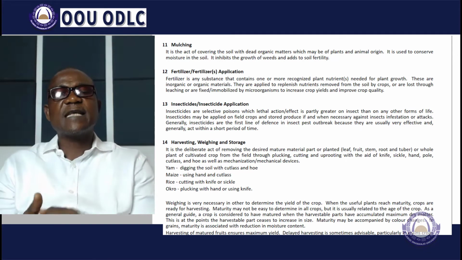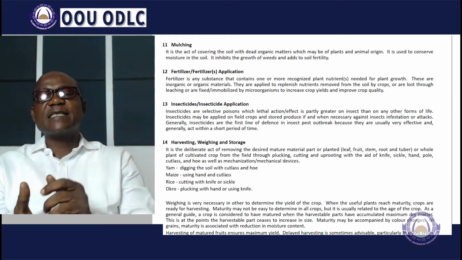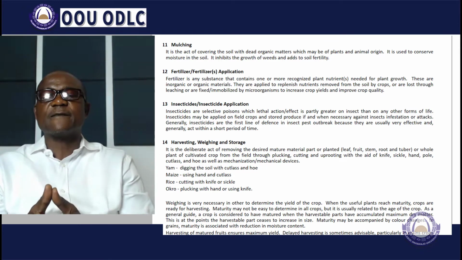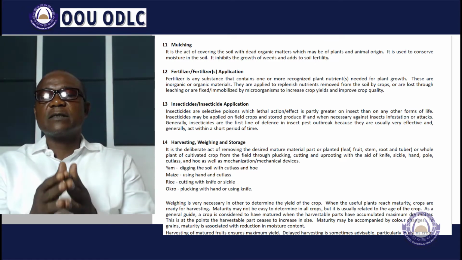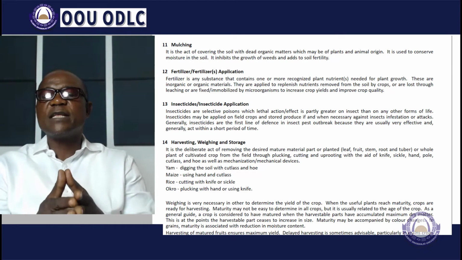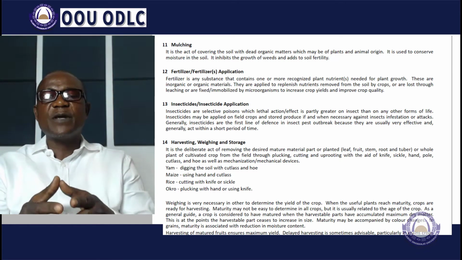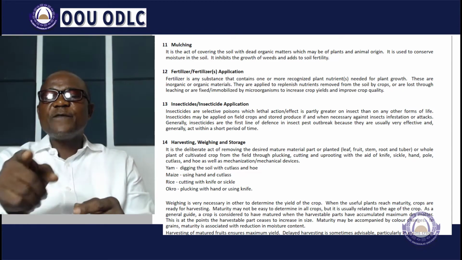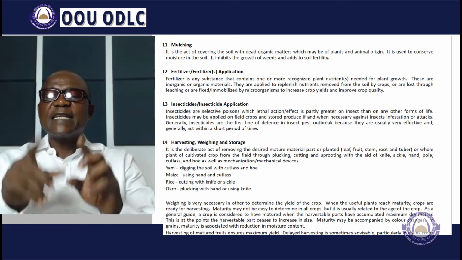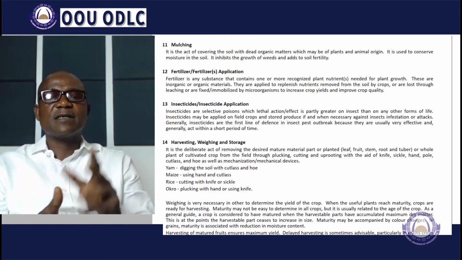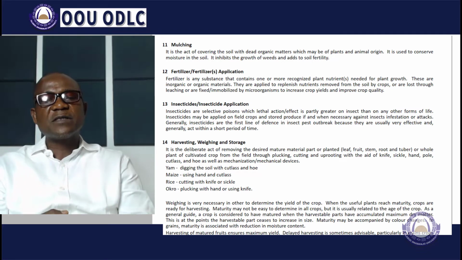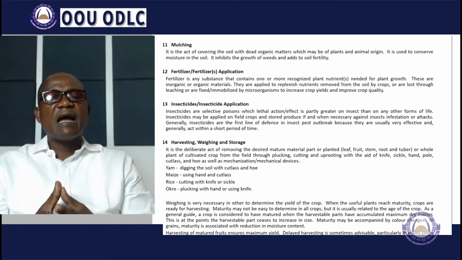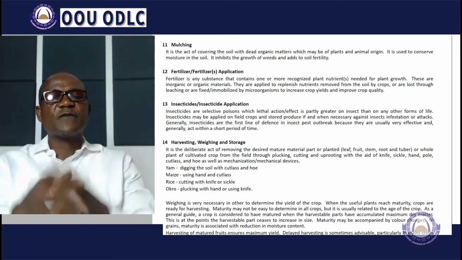Insecticides and insecticide application. Insecticides are selective poisons whose lethal action or effect is partly greater on insects than on any other forms of life. Insecticides may be applied on the field and stored produce if and when necessary against insect infestation or attacks. Generally, insecticides are the first line of defense in insect pest outbreak because they are usually very effective and generally act within a short period of time.